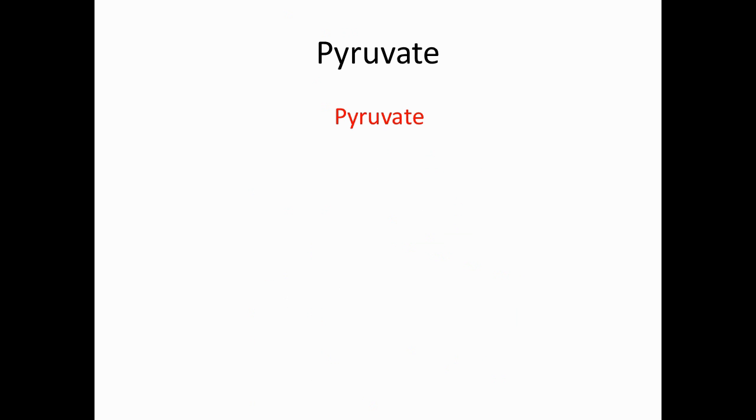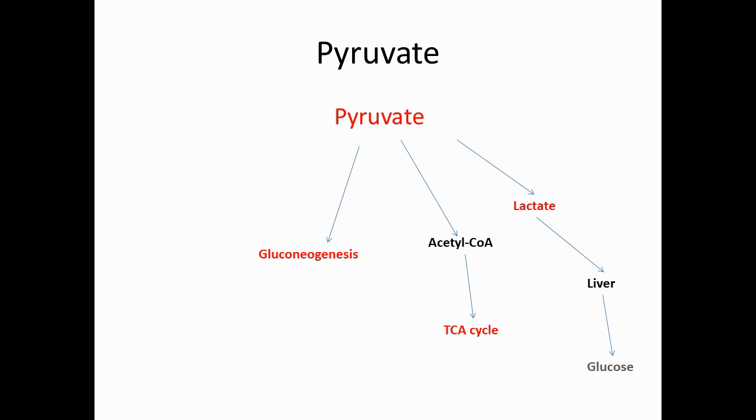So pyruvate is usually converted into acetyl coenzyme A, and that will go to the TCA cycle, or it can go to gluconeogenesis via the reverse process of glycolysis. If there is a low oxygen level, it will make lactate, and that will go to the liver and make glucose, which is called the Cori cycle. Also it gets converted into alanine in the muscles, and that will go to the liver and make glucose, and that is called the alanine cycle that we have talked about in the glycolysis video.